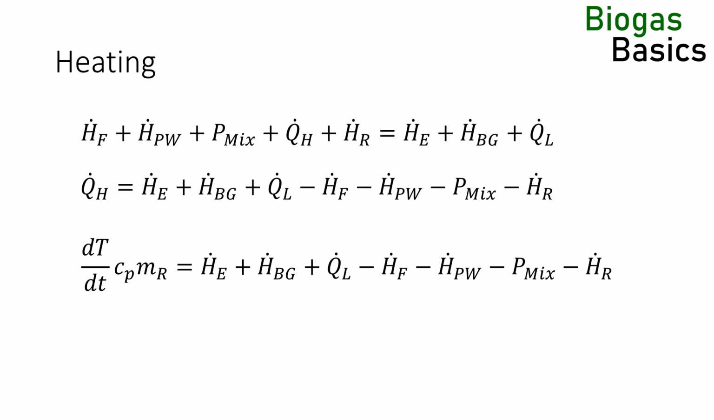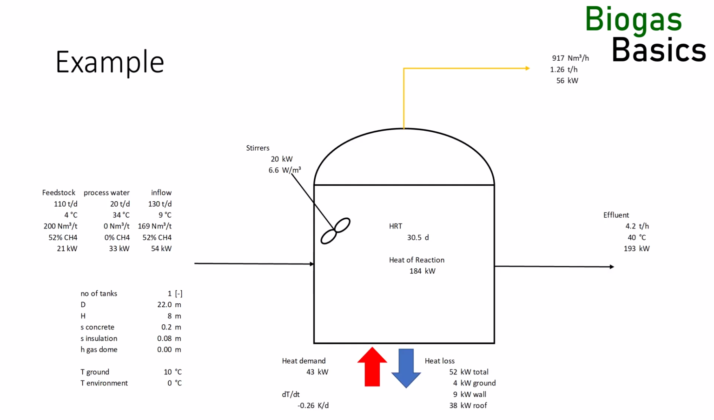If a 3,000-ton digester with a heat capacity of 1 kilowatt-hour per ton and Kelvin cools out by 0.5 degrees Celsius per day, the additional heat requirement is 3,000 times 1 times 0.5 divided by 24 hours per day, which is 62.5 kilowatts. We do not need to know all terms in the heat balance to calculate the incremental heating demand. Let's calculate an example.